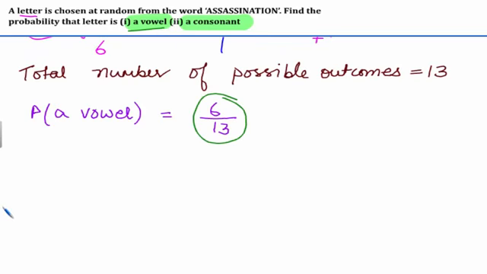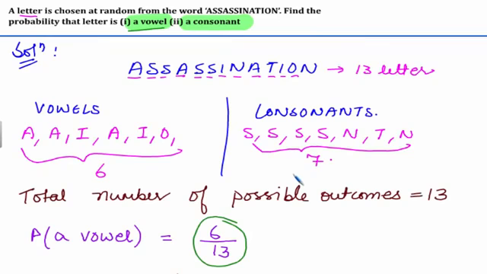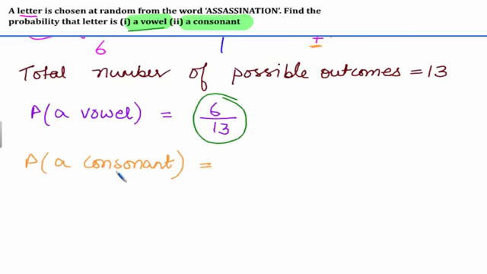Now let us find the probability that a consonant is chosen. The number of consonants in the word assassination are 7. So the number of favorable outcomes to this event is 7 and the total number of outcomes are 13. Therefore, probability that a consonant is chosen is 7 upon 13. So this completes the solution.